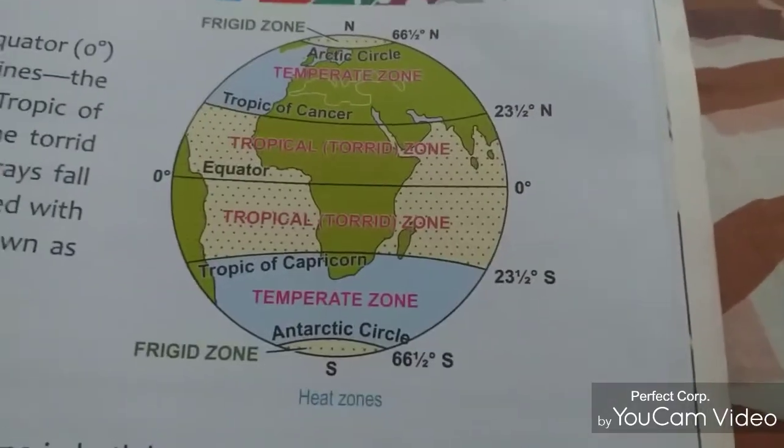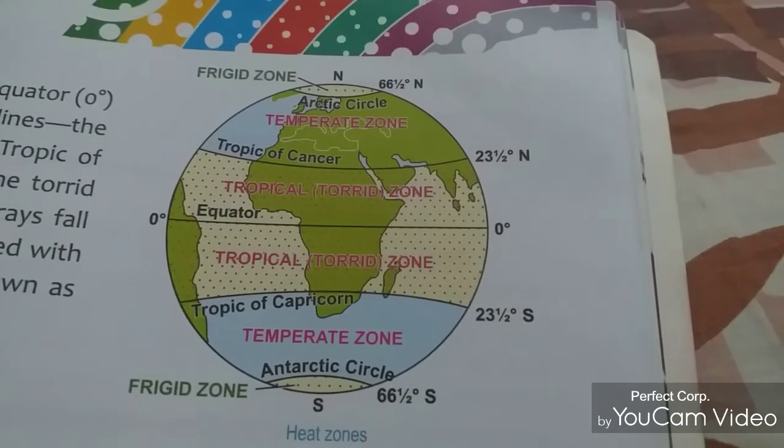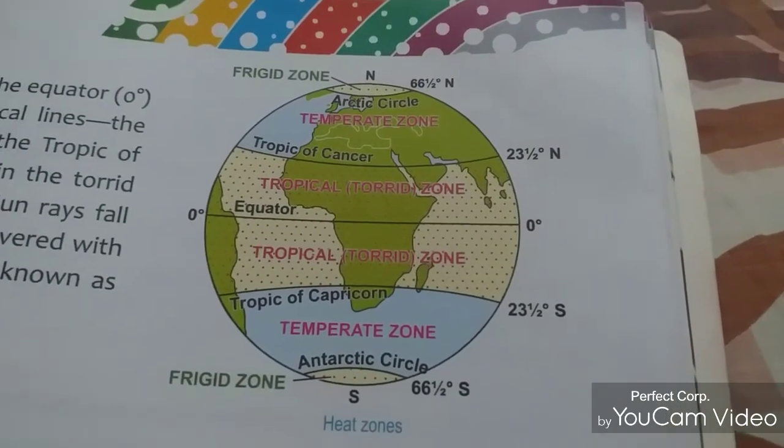So this is the heat zones diagram. You can understand this very well from this diagram.